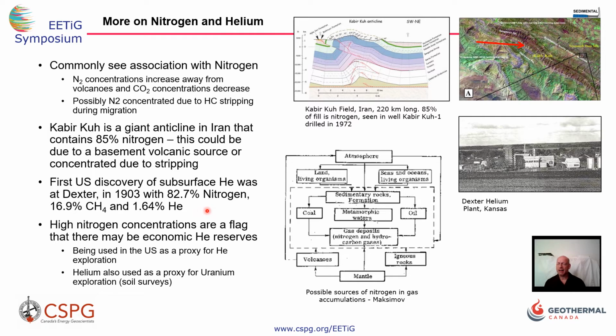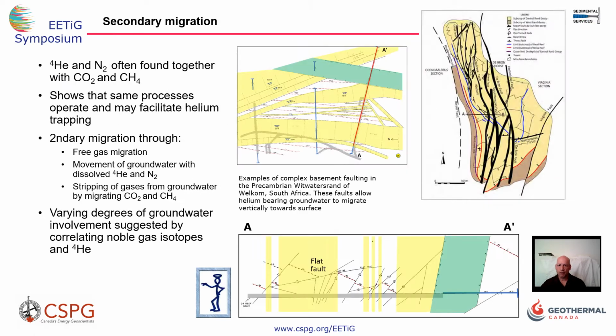Typically speaking, as a rule of thumb, you need to look for values of above about 0.3% helium to have the likelihood that they may be economic. So high nitrogen concentrations are a flag that there may be economic helium reserves. And it's funny that helium is also a proxy for potential uranium exploration and uranium reserves.